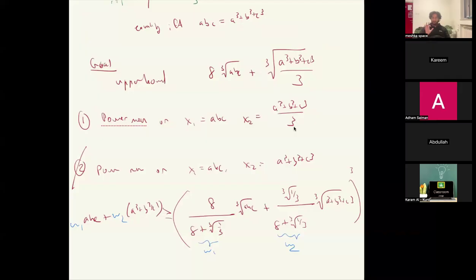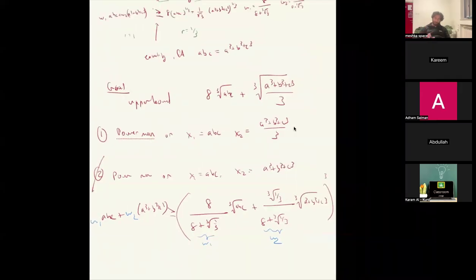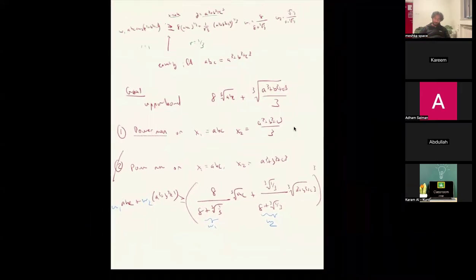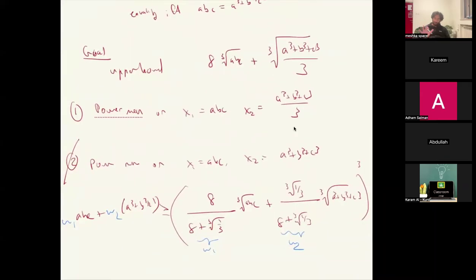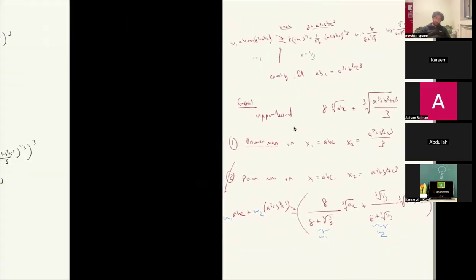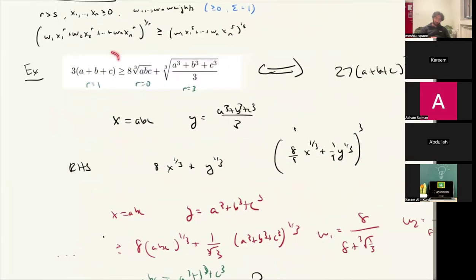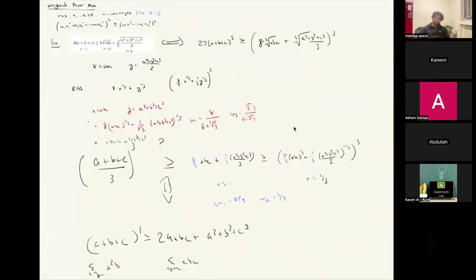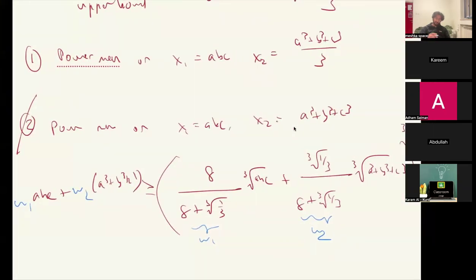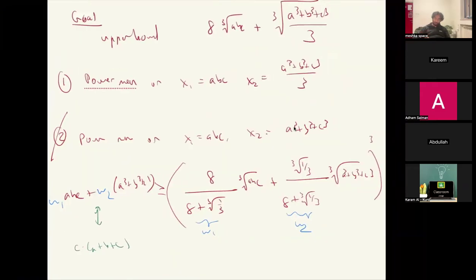Okay, you can do that, but what I claim is that at the end, you have to compare what you get here to this guy, to 3 times A plus B plus C. So at the end, this one needs to be compared to some constant times A plus B plus C, maybe cubed, right? Because we cubed here, so we have to cube here.